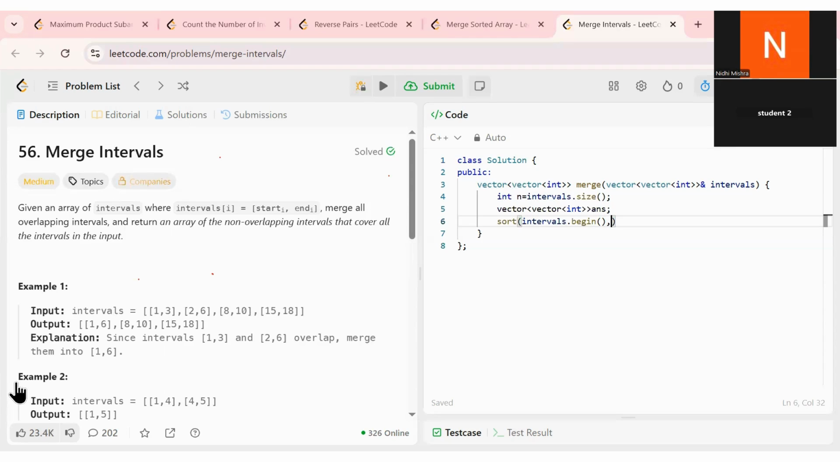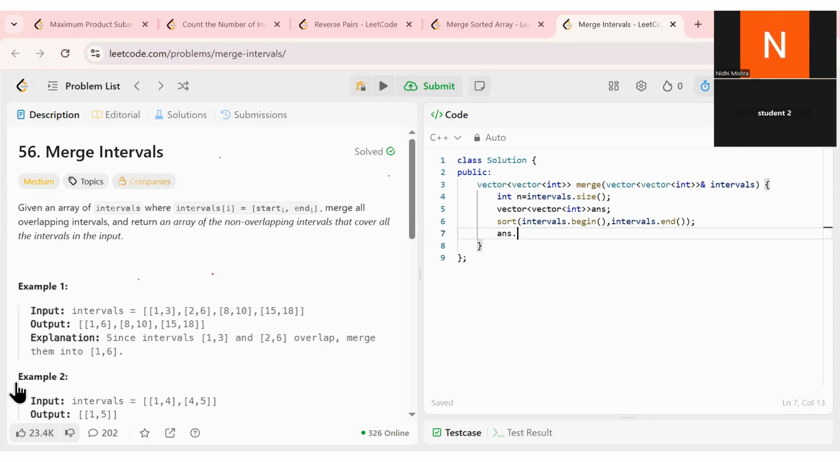Do you know that? Yes. I know that I have to use a comparator function, but I do not know the syntax. Don't worry. In the next questions, we will take that. Okay? Then you will learn. Okay. Now, so this sorting is done. Now, what should we do?